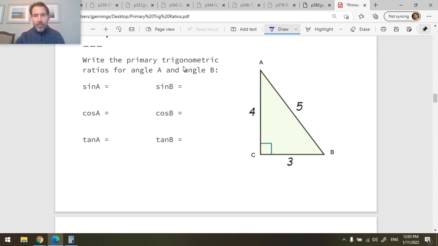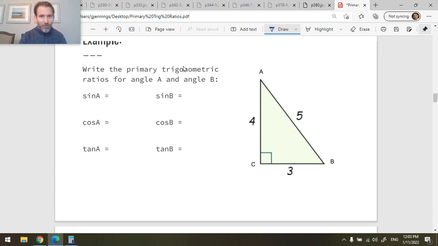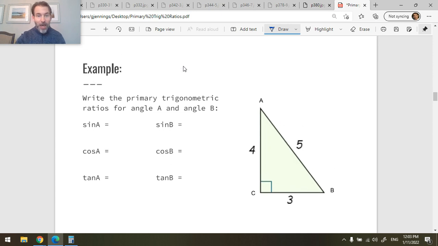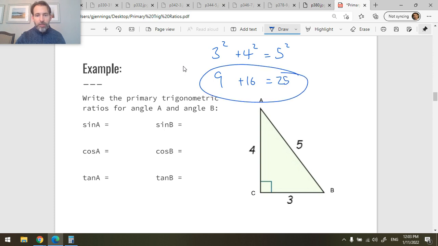So, if we have this triangle, we should verify that this triangle is indeed a 90-degree triangle. Okay, and the way we do that is use the Pythagorean Theorem. If 3 squared plus 4 squared indeed equals 5 squared, then we have a right angle triangle. This is 9 plus 16 equals 25. That is true. That is a right angle triangle.